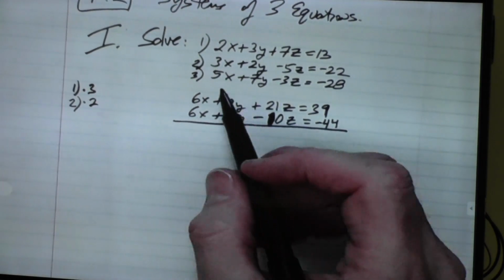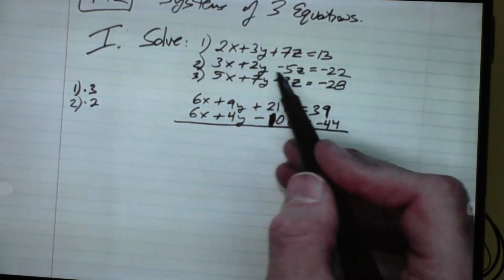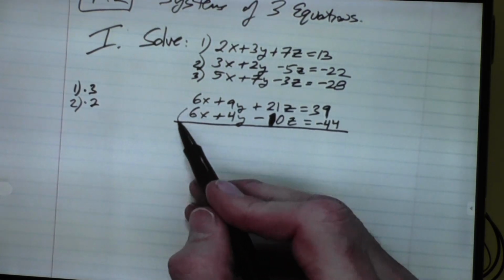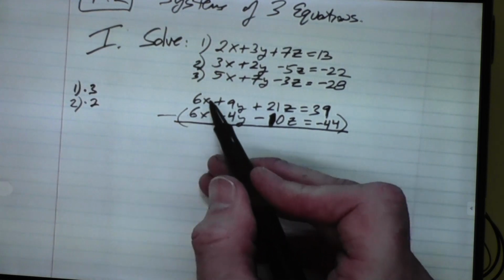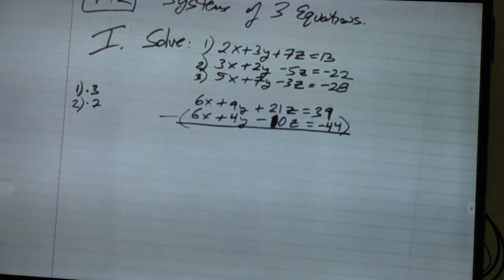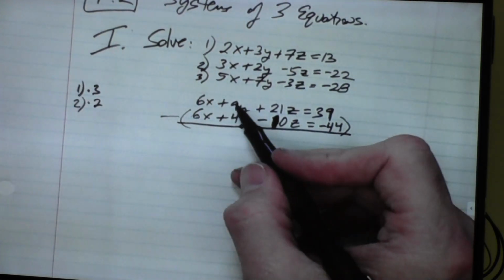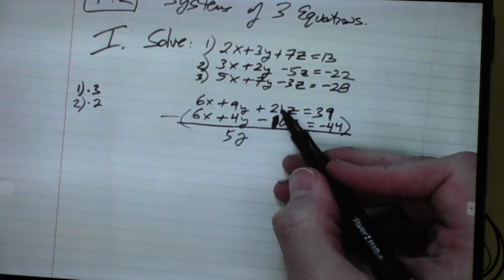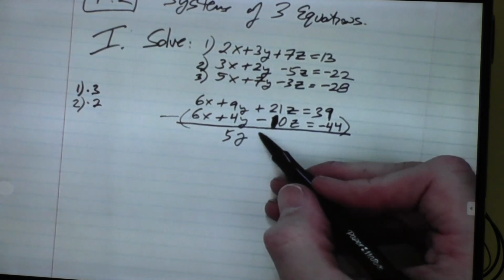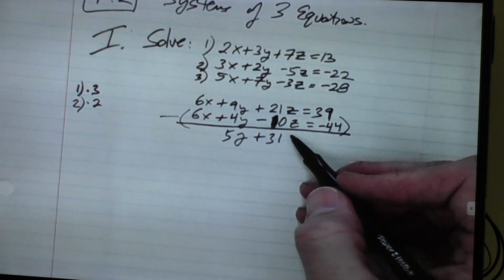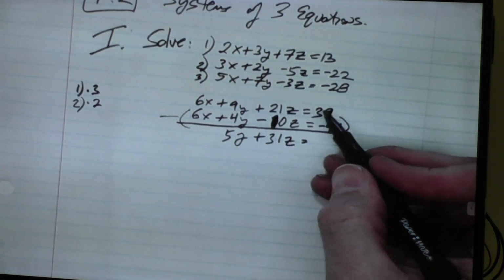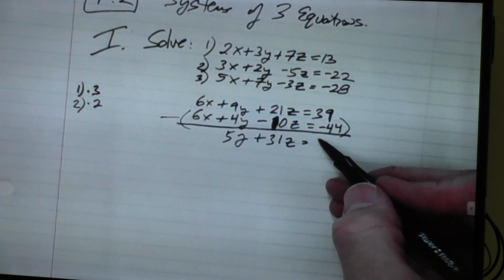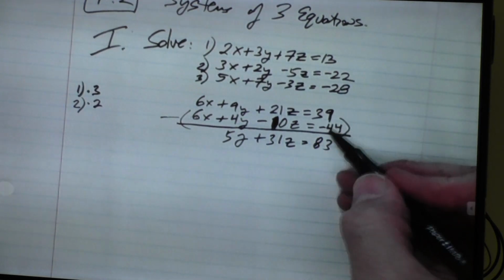So having done that, by multiplying that one by 3 and that one by 2, I have these the same, so I can subtract them. Because 6x take away 6x, the x's are gone. So I have 9 take away 4, which gives me 5y. 21, negative and negative makes it plus, so it's plus 31z. And 39 plus 44 gives me an 83.